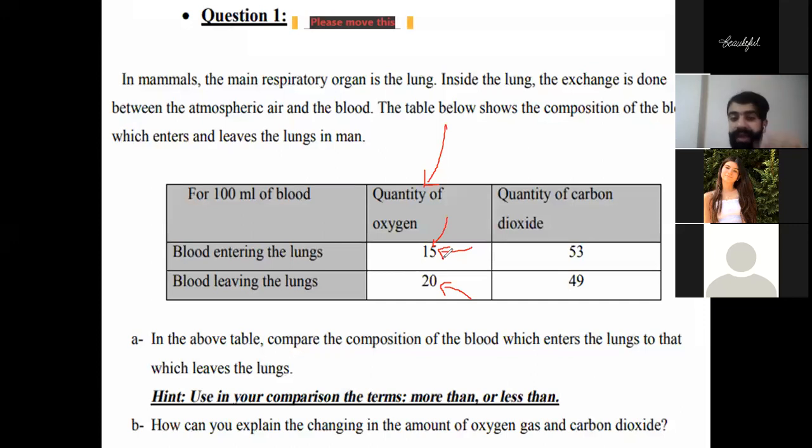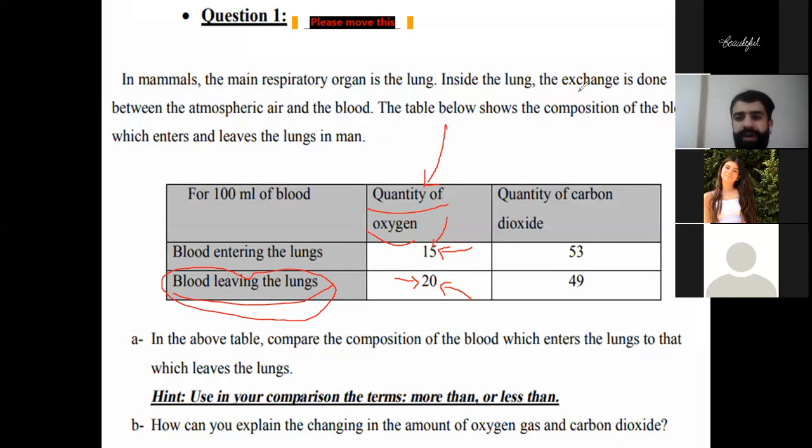Less than or greater than is the first word, compared to 20, 15. What do you think, Zahra? Is it less than or greater than? Less than. Excellent. Less than what? It's not less than the blood. It's less than the quantity of oxygen in the blood leaving the lungs. So here we are comparing the quantity of oxygen. The quantity of oxygen in the blood entering was 15 milliliter, which is less than the quantity of oxygen in the blood leaving the lungs. Okay, Zahra, you got it?